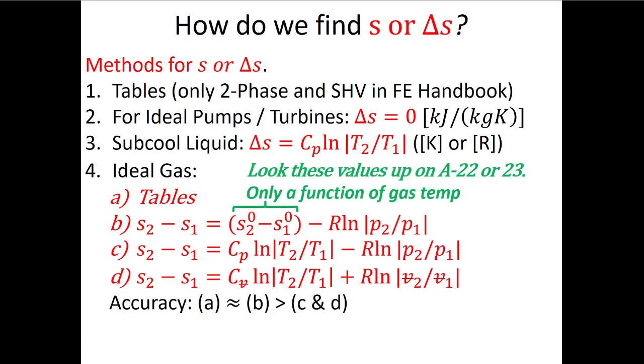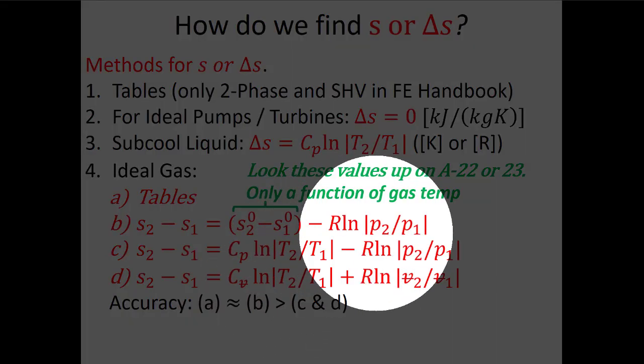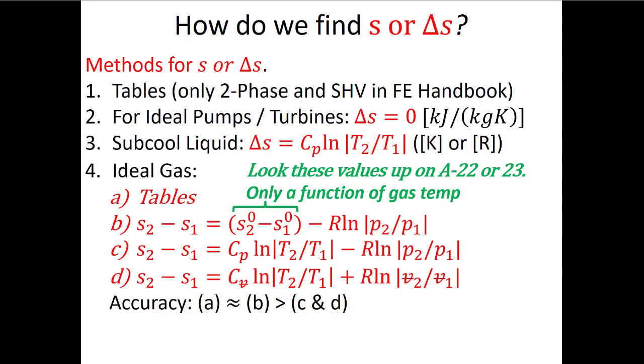So remember, S superscript 0, we looked this up on table A22 or A23. And that's only a function of the temperature. So when we find the temperature, we'll be able to find S superscript 0, but to find delta S, we have to add this R times the natural log of P2 over P1.